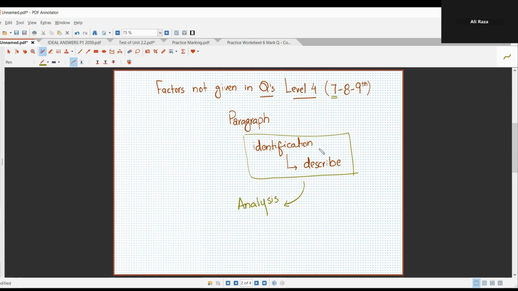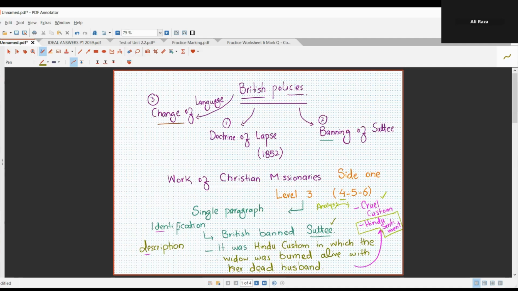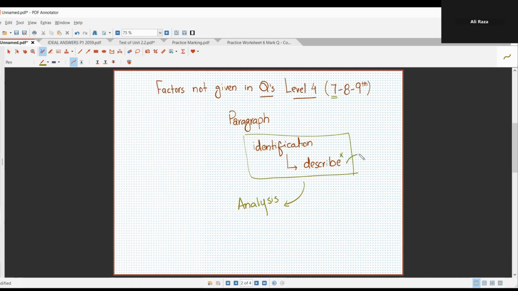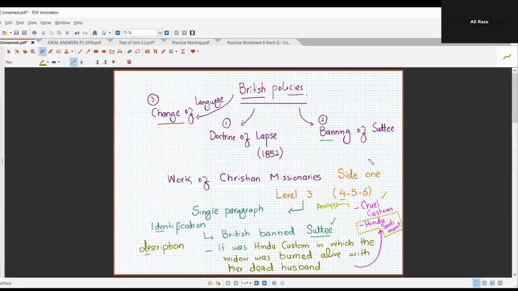ठीक है, so unless इनमें से कोई भी एक चीज मिस कर दें आप, if you're not describing your reason, if you're just saying कि British banned sati and it was a cruel custom, the Hindu sentiments were attached with it, तो examiner will be lost. He doesn't know what sati is, so he will not give you the mark that he is supposed to give you. इसी तरह if you're just saying कि it was a Hindu custom in which the widow was burned alive along with her dead husband, तो यहाँ पे भी he is not clear, because by reading this he feels कि ये तो बिल्कुल ठीक किया ब्रिटिश ने, ये तो ब्लॉक करना बैन करना बनता था.